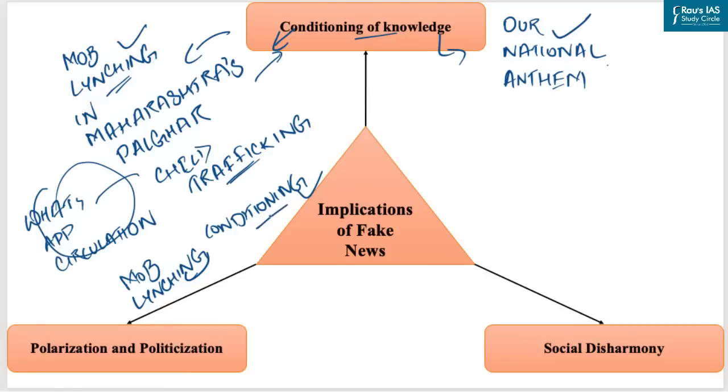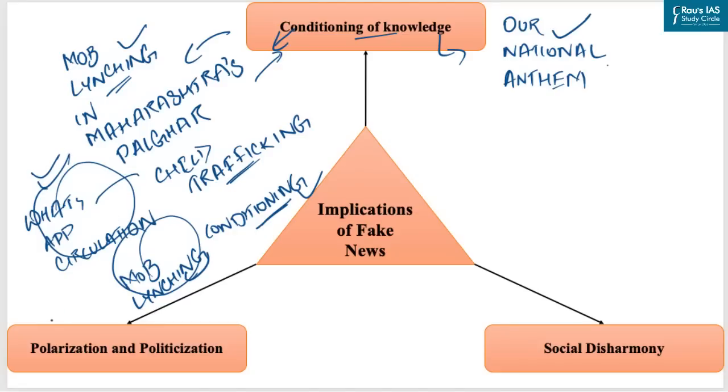So because of the conditioning, a mob fueled by anger and fear gathers, hunts down individuals from the targeted group and violently lynches them without verifying the authenticity of the news. The incident results in injuries, loss of life and widespread fear and tension among communities. And later it is revealed that the news was fake. So see how this incident highlights the serious consequence of spreading misinformation.